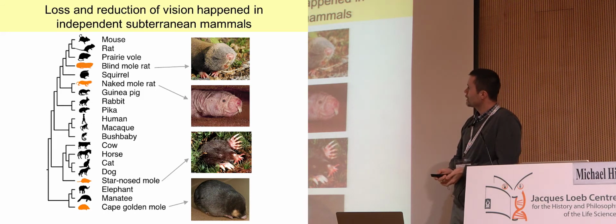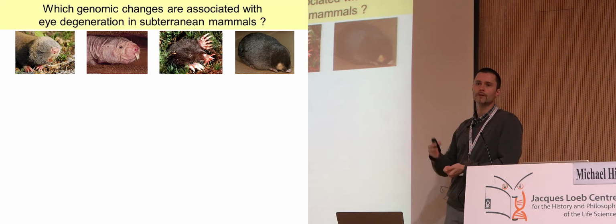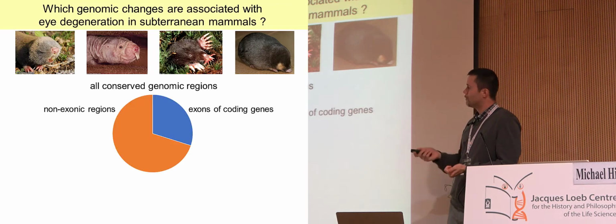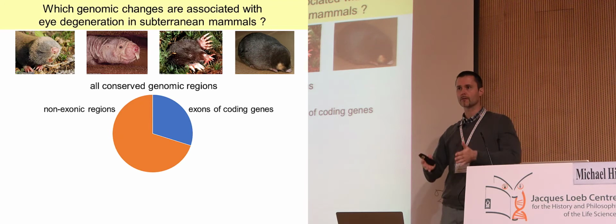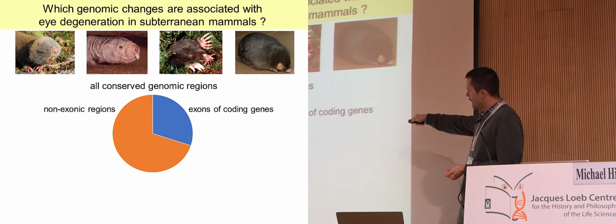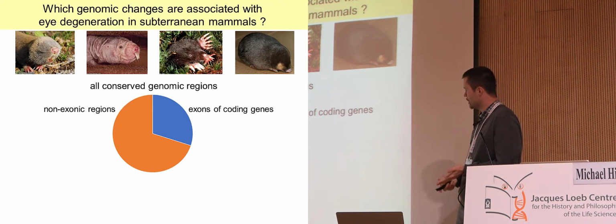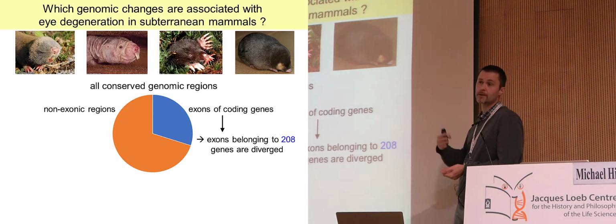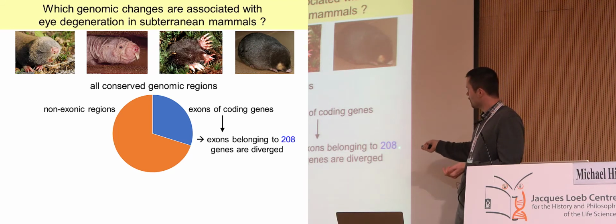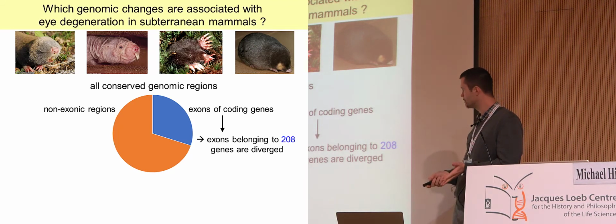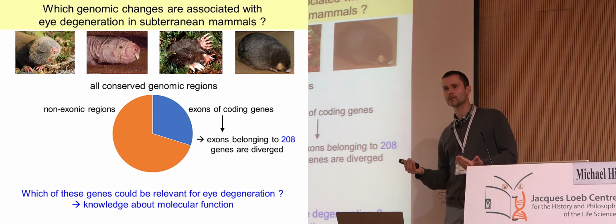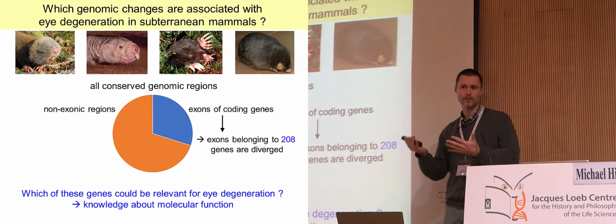So we were interested in what are the genomic changes that are associated with eye degeneration in these subterranean mammals. Forward genomics conceptually looks at conserved genomic regions, and they largely fall into two classes. In the first class are exons of coding genes, and here we find preferential sequence divergence in these subterranean mammals in exons belonging to a total of 208 genes. And then of course the question is, which of those 208 genes could be relevant for eye degeneration?